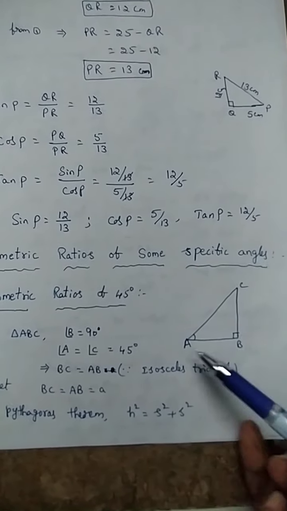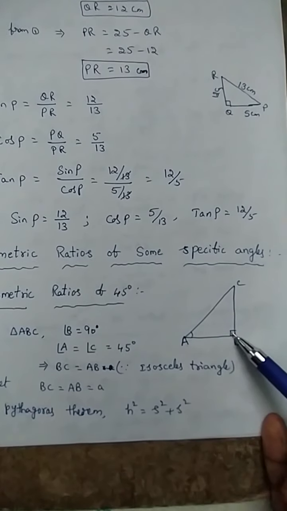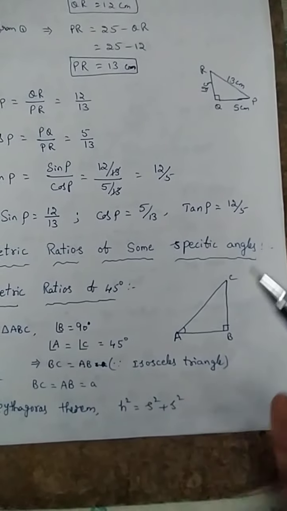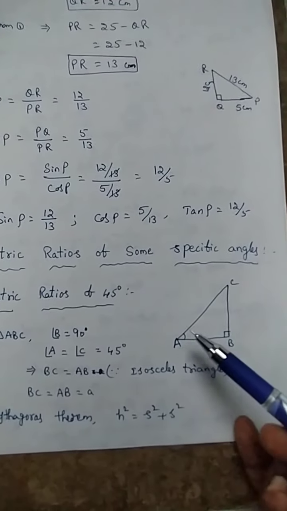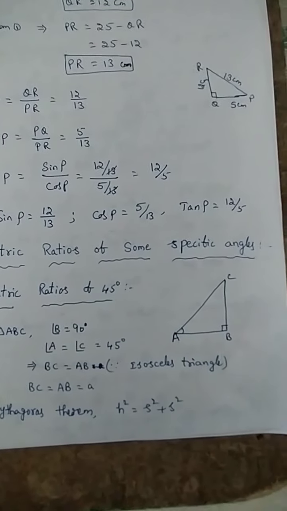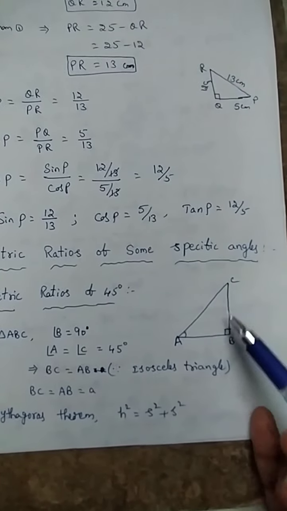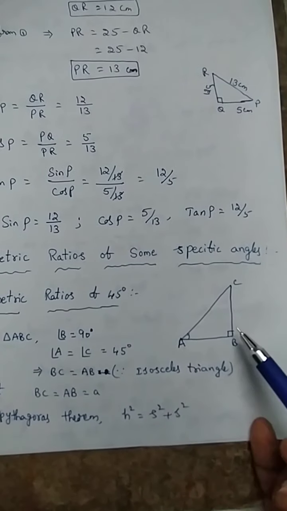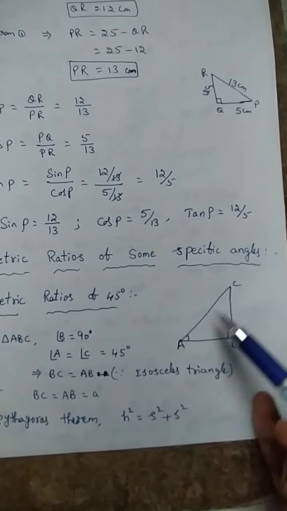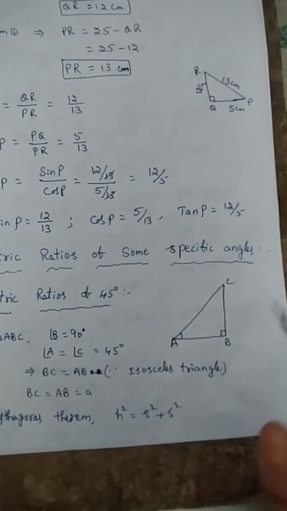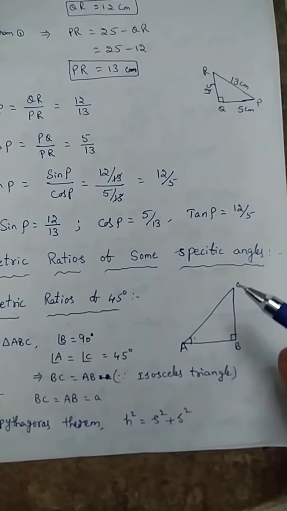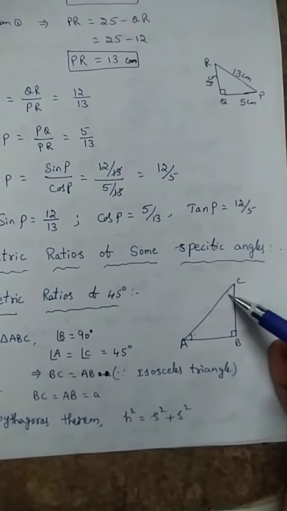In the right angle triangle, one of the angles is 90 degrees, so the sum of the remaining two angles is 90 degrees. We know that based on the angle sum property. What is the angle sum property? The sum of the three angles in a triangle is equal to 180 degrees. That means angle A plus angle B plus angle C is equal to 180. Since angle B is 90 degrees, automatically the sum of the remaining two angles is also 90 degrees. If one of the two angles is 45, then the second angle must also be 45.